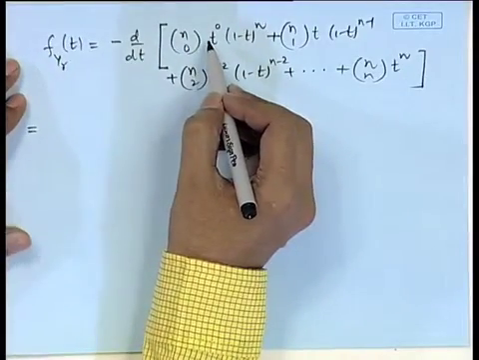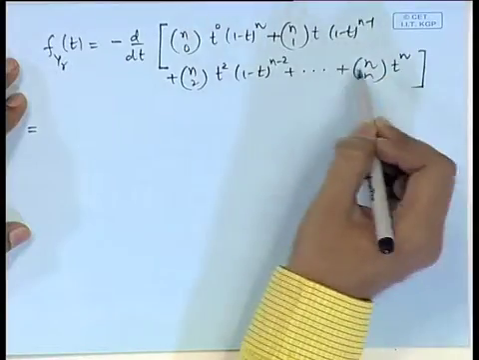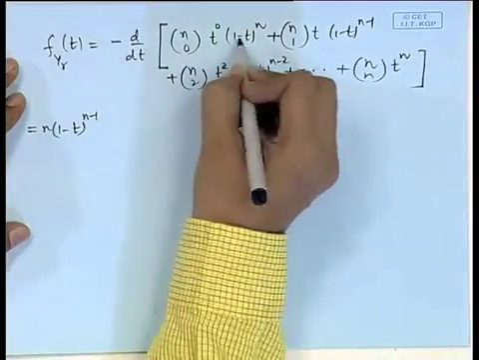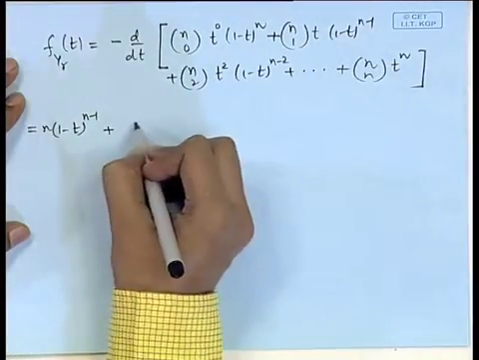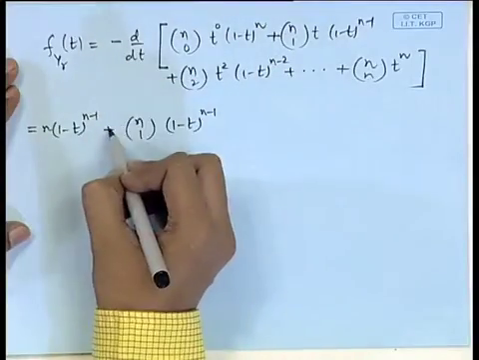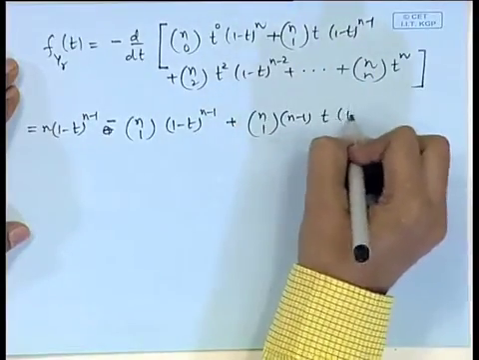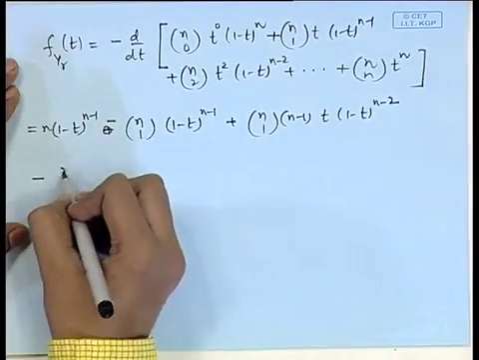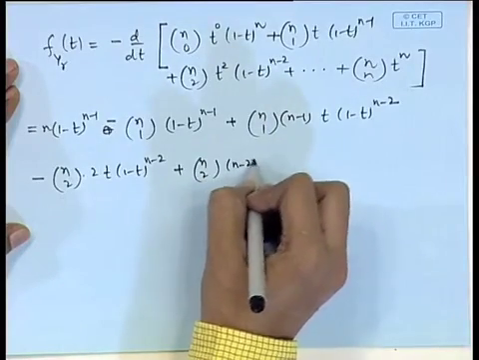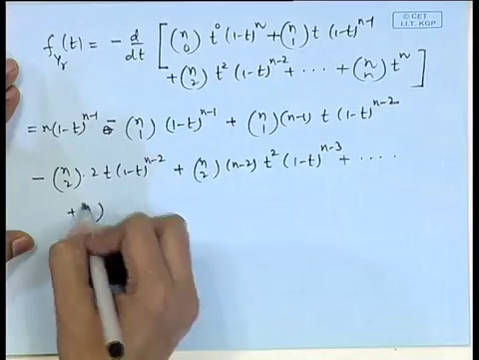So, the derivative of this will give us term by term differentiation. Each of the terms is a product of two terms except the first and the last. In the first one we will get (1 minus t) to the power n minus 1, there is a minus sign here, plus nC1. Now, the derivative of this one will give simply (1 minus t) to the power n minus 1 and there is a minus sign. And then you will have plus nC1 into (n minus 1) t (1 minus t) to the power n minus 2, minus nC2 into 2t (1 minus t) to the power n minus 2, plus nC2 (n minus 2) t square (1 minus t) to the power n minus 3, plus nCn n t to the power n minus 1.